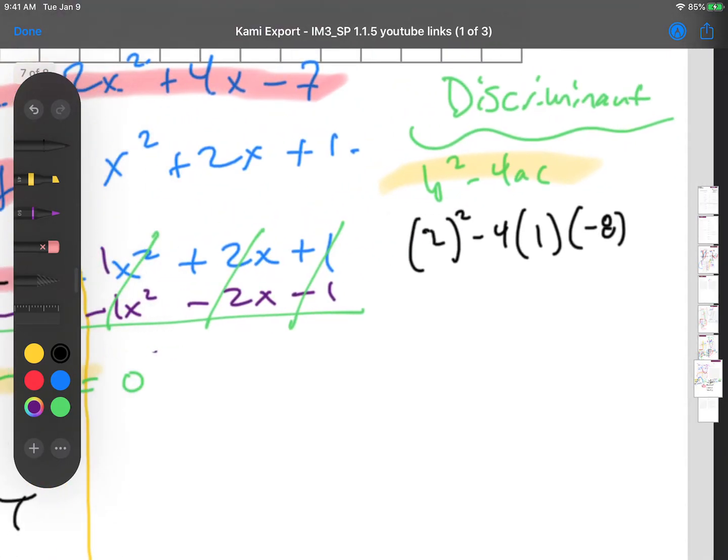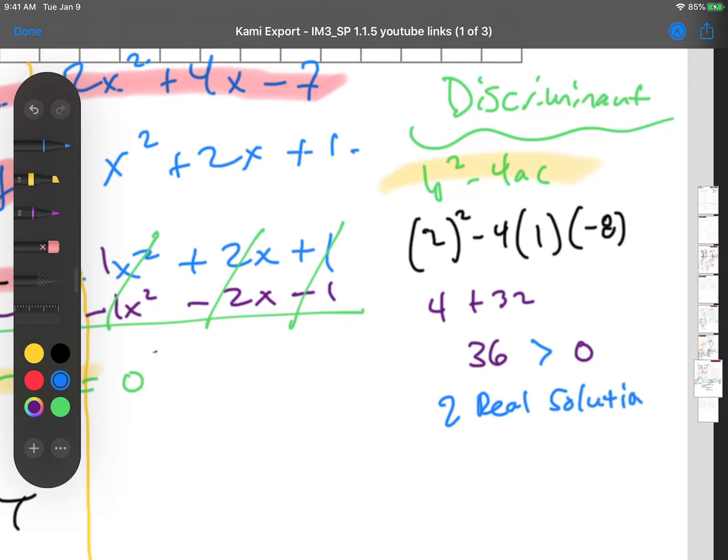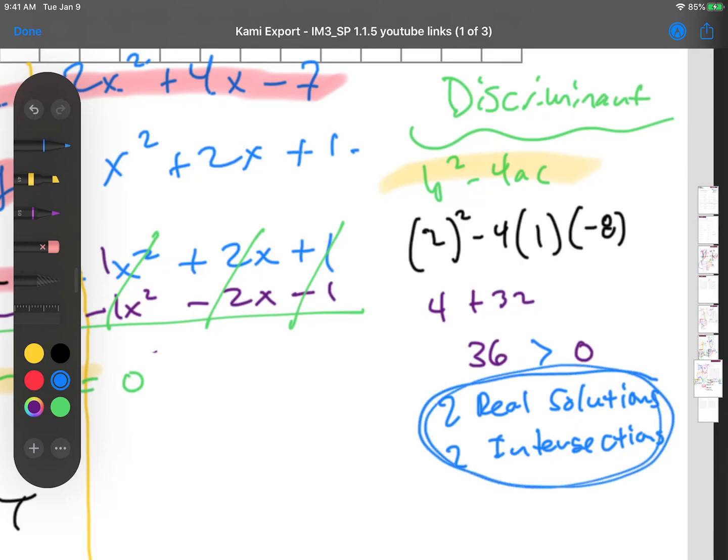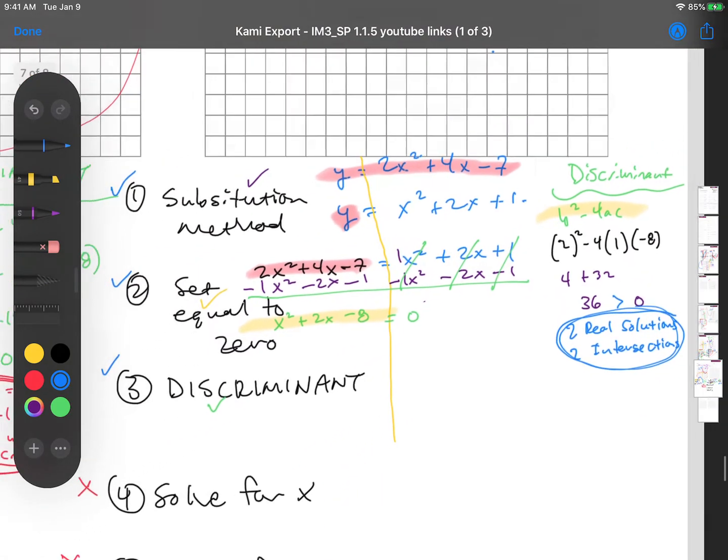So if I simplify this, we're going to compare this to 0. And 36 is greater than 0. What does that tell me? There's going to be 2 real solutions. That means it's going to cross, or intersect, in 2 intersections. That's what it means. So let's not forget that as we do the rest of this math over here.